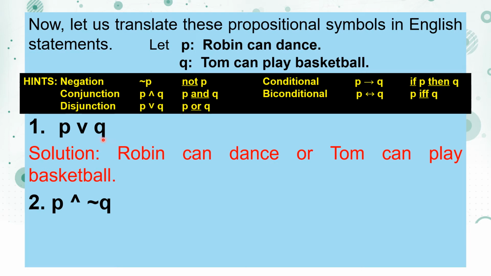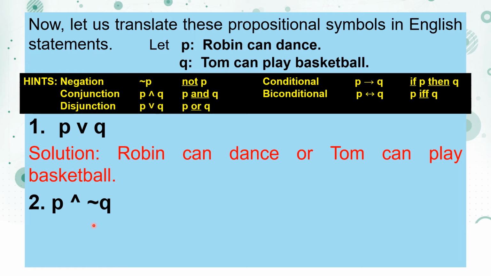Next, we have the proposition Q. And the proposition Q is Tom can play basketball. So, let us just copy the proposition Q: Tom can play basketball. So, the English translation of this symbol is Robin can dance or Tom can play basketball.